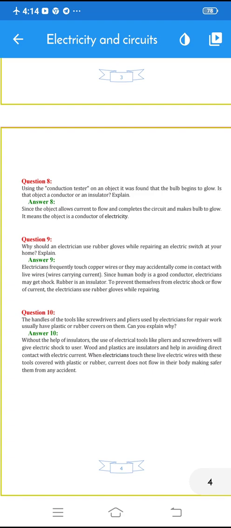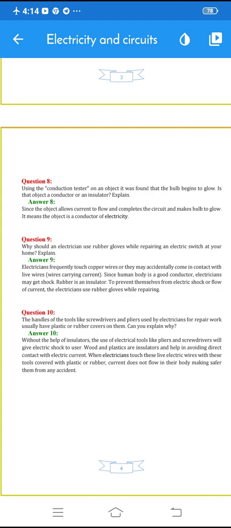Okay, that we have to answer here. Why do they wear those rubber gloves? Simple. Electricians frequently touch the copper wires, because their job is like that. They may also accidentally come in contact with the live wires, sometimes by mistake.